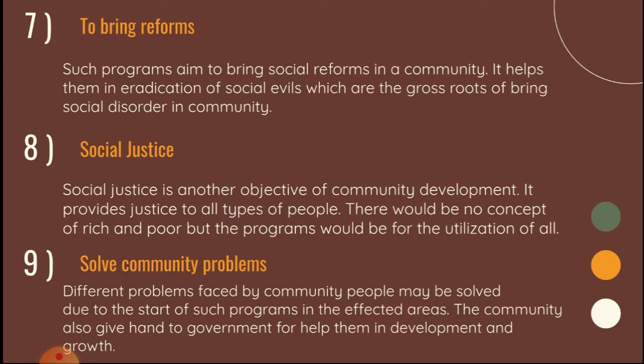Next, social justice. Social justice is another objective of community development. It provides justice to all types of people. There is no concept of rich and poor, and the programs are for the benefit of all. That is, social justice should be maintained for all people equally. Only then will the whole society grow to success.